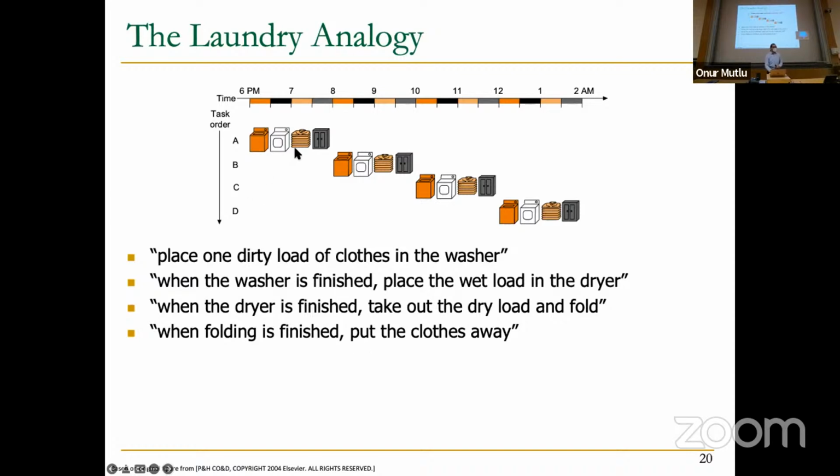And if you're a multi-cycle machine, if you start your laundry at 6 p.m., you're going to be awake until 2 a.m. So it sounds pretty bad, right? This doesn't sound very smart. That's the downside of a multi-cycle machine.